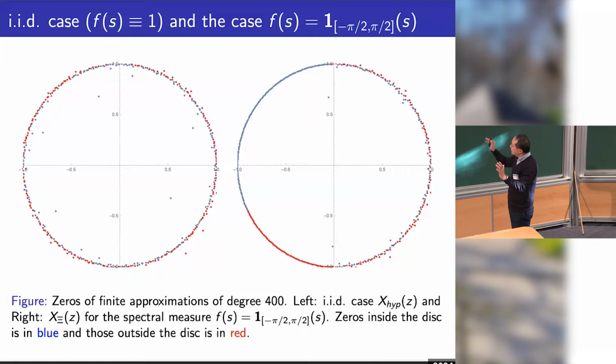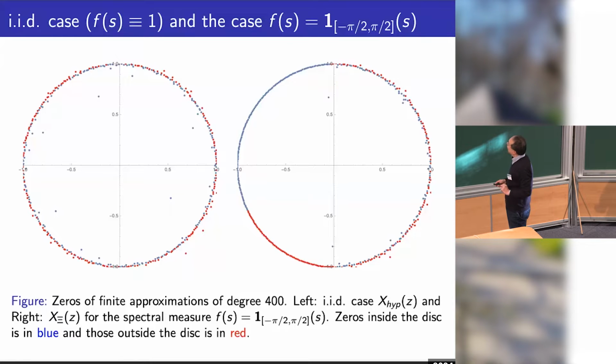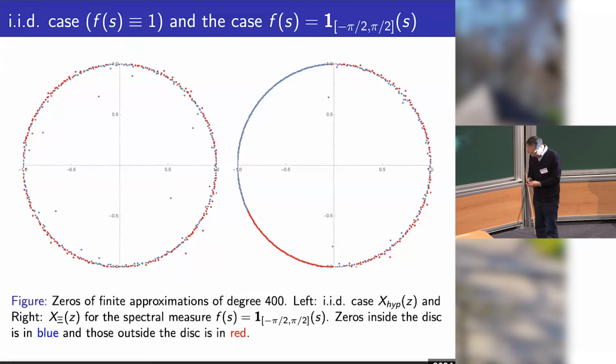For the infinite series, all zeros are inside the disk. But here, we have many zeros outside. This blue one is inside the disk, and the red one is outside the disk. So maybe half and half, half are inside and half are outside. And later I'll come back to this.